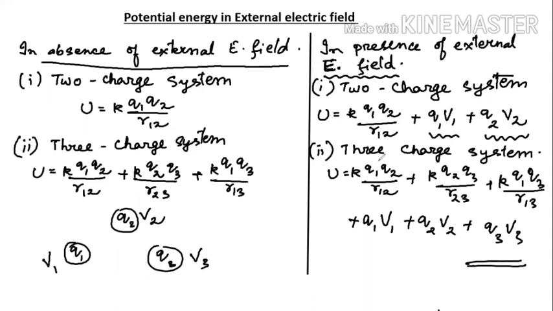So we need to be very careful to understand the question, whether in our question it is mentioned that the field is applied or not. If you don't have any external field, our expression for finding out potential energy will be these two. Okay, this is how we find it out. But if in our question a field is given to a system of charge, then the expression for finding out potential energy will be in this form.